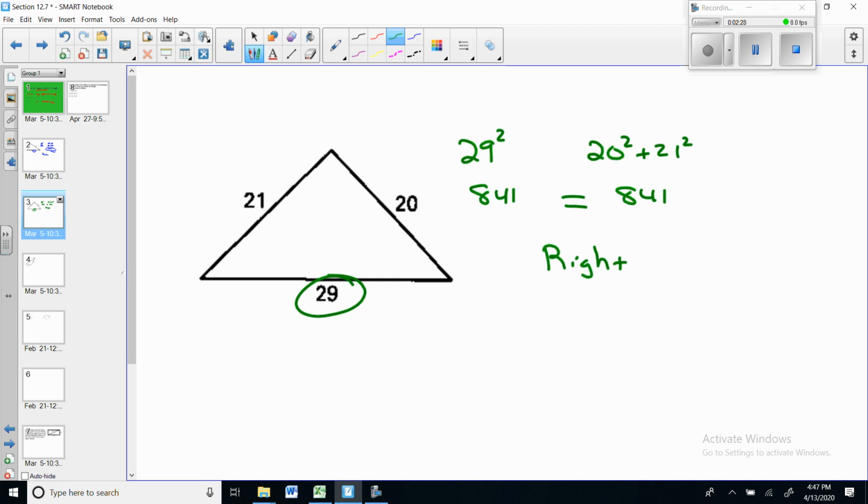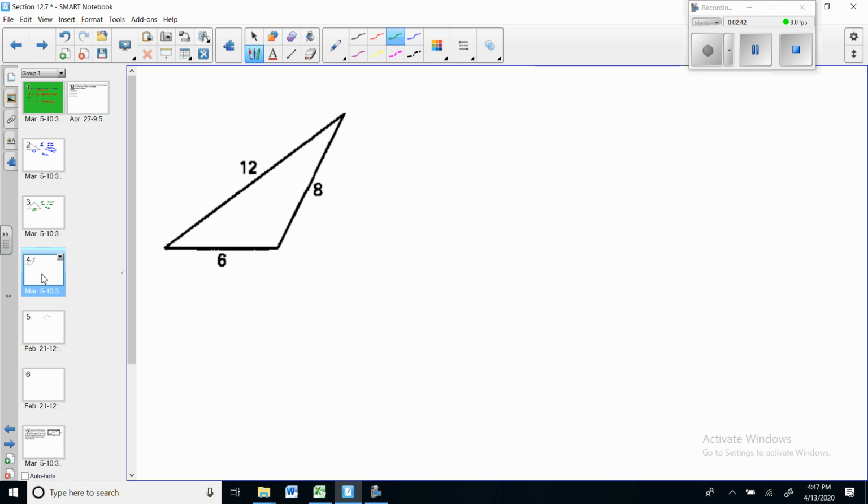If the added side is bigger, it's acute. If the numbers come out to be the same, the triangle is right. And if the one side is bigger, the triangle is obtuse. And with your calculators now, you can take the 20 squared plus 21 squared and do those all in one shot to make sure that your answers are correct.